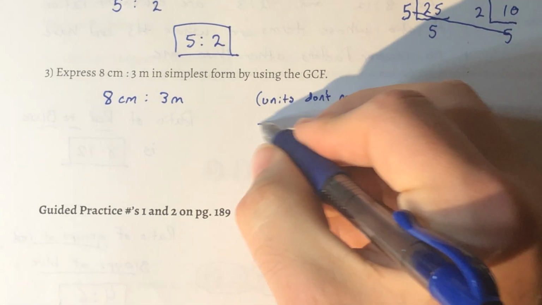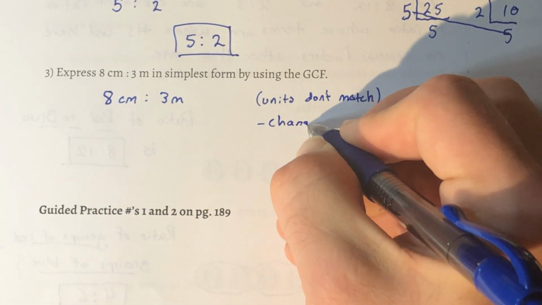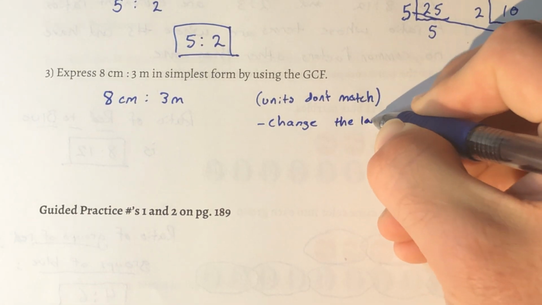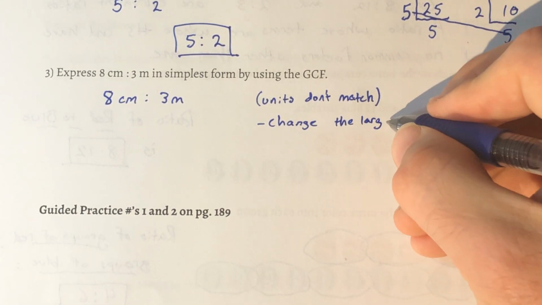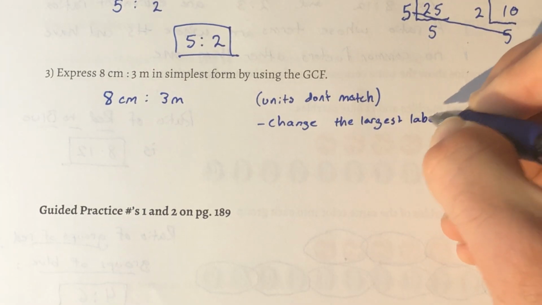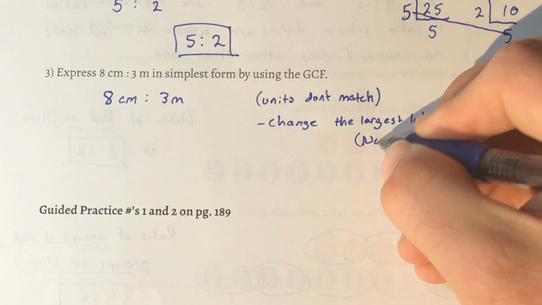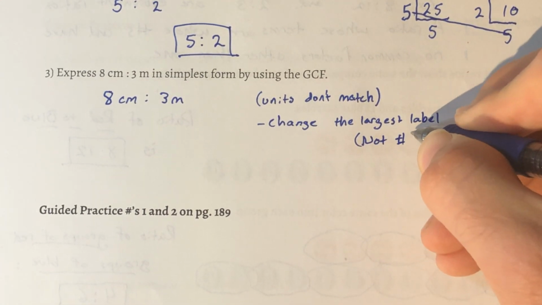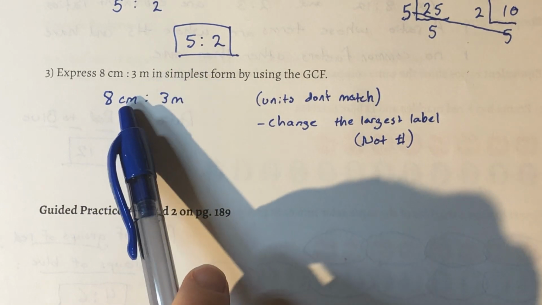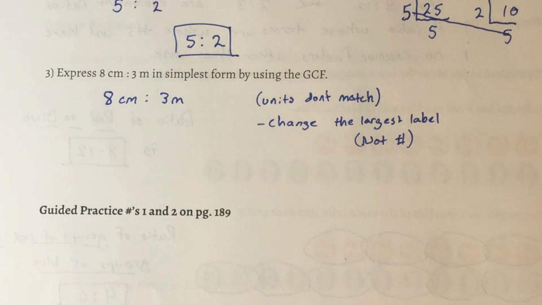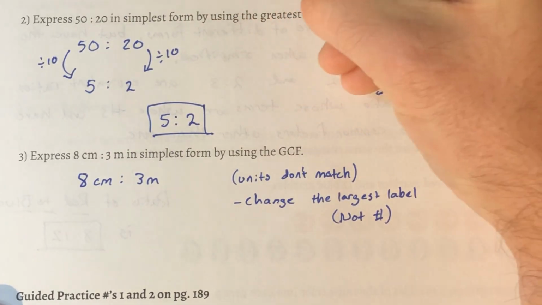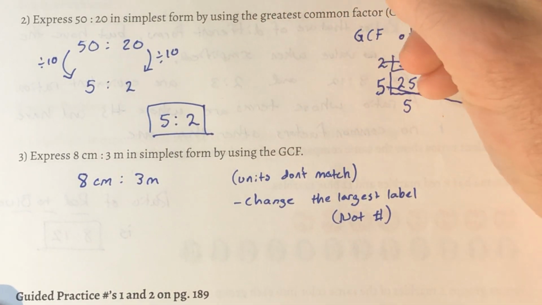So we need to change the largest label, not the number. For example, 8 is the largest number, but between centimeters and meters, which one's the largest label? Well, let's see. King Henry died unusually drinking chocolate milk.